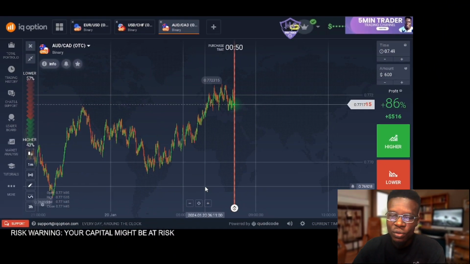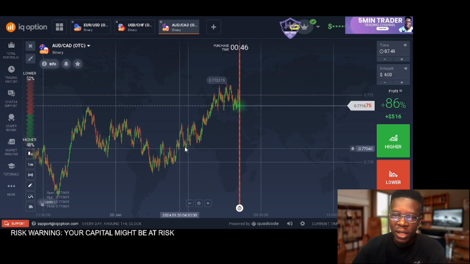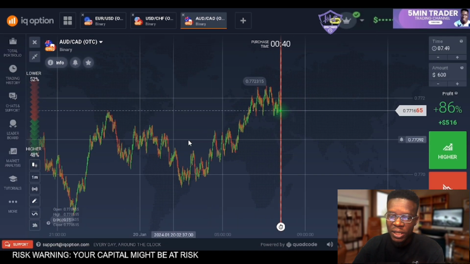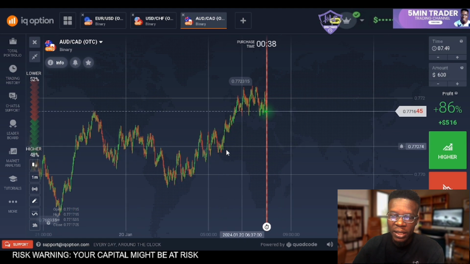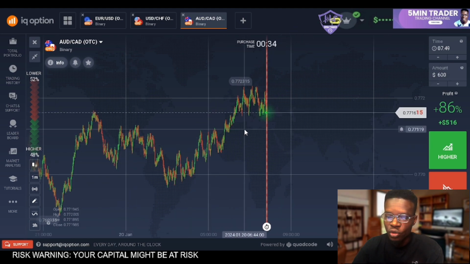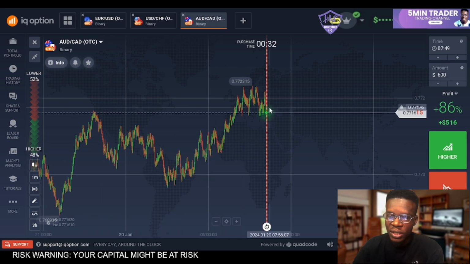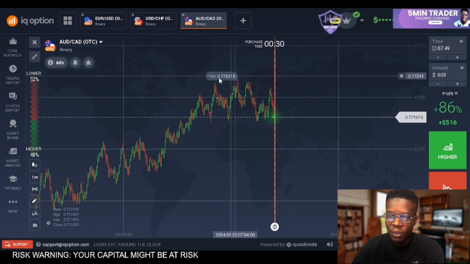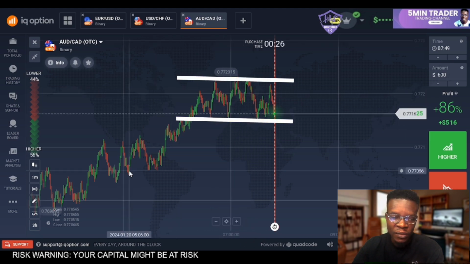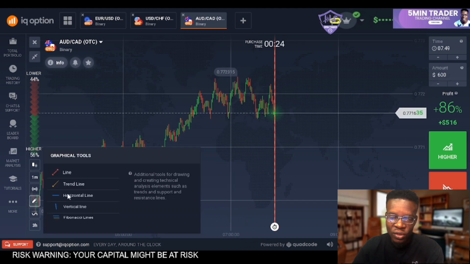So the first thing we do is to try to analyze the chart to see what is going on here. This is the AUD Canadian dollar, and if you look clearly, you see that this is more like an uptrend because we are having the price move in favor of the buyer so much. I can also see that the price is ranging over here, which means the price is moving in a complete straight line. So I'll try to draw that out.